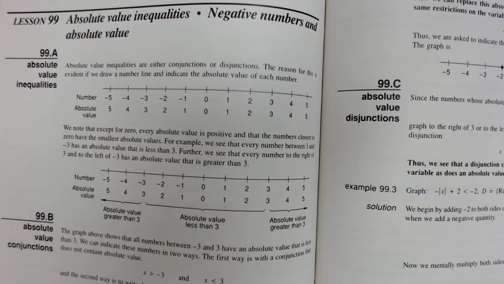Algebra 2, lesson 99, absolute value inequalities, negative numbers, and absolute value. So we'll start with the inequalities. I'm just going to skip the book, go over here and give you guys a couple of quick pointers. Funny thing about absolute value inequalities is they always make conjunctions or disjunctions.